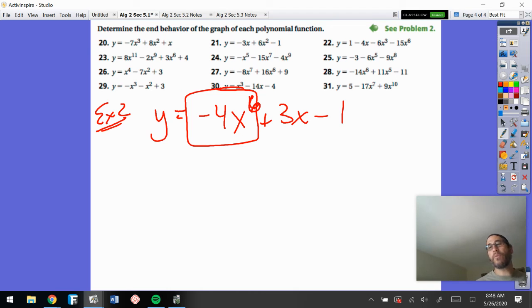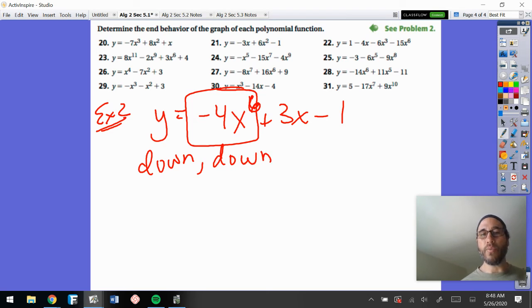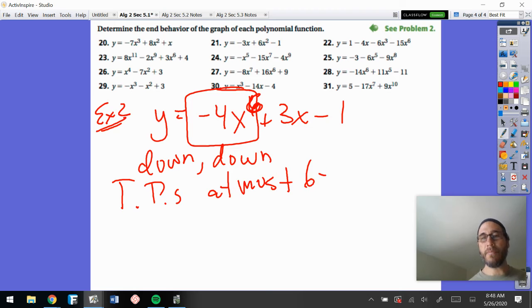And remember, to decide whether they both go up or they both go down, we just look at the front and we say, is it negative or positive? If it's negative, guess what? They both go down. So we go down and down. That's what happens with this guy. Once again, they will go in the same direction if your exponent is even. Okay, and then what's our turning point? Our TPs, we are going to say at most 6 minus 1, which is 5 TPs.